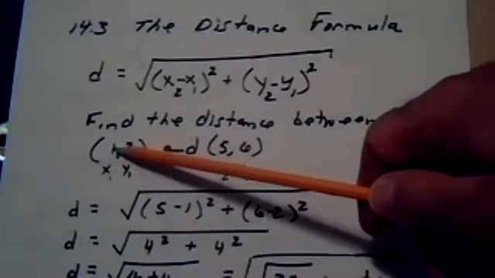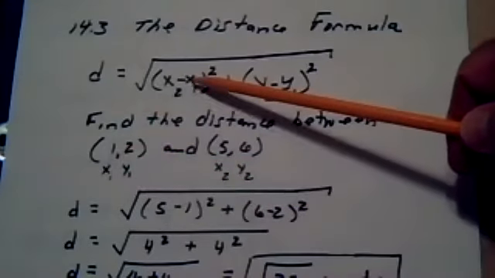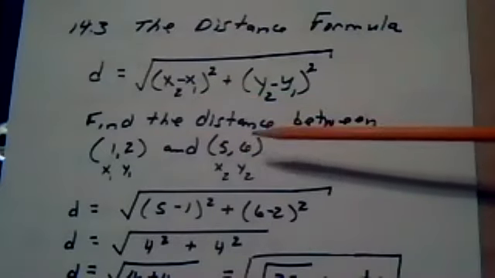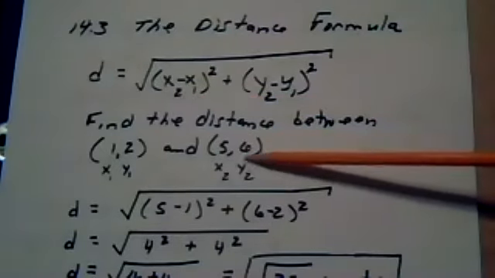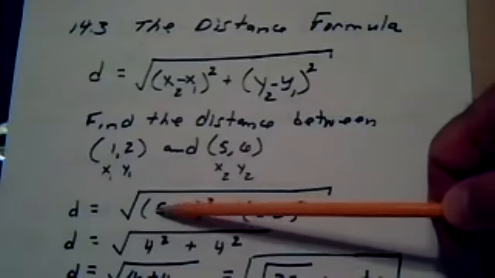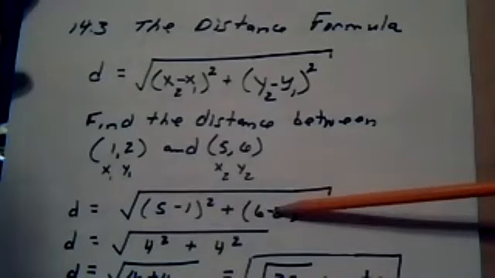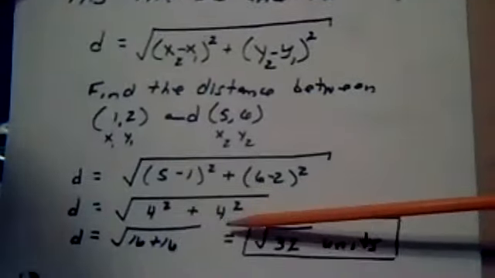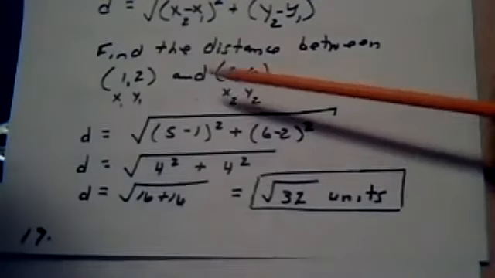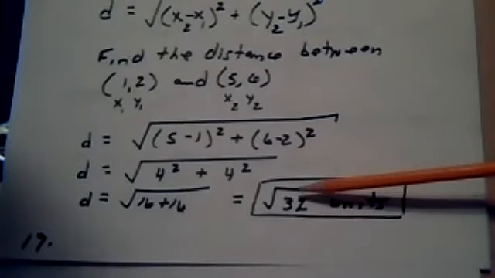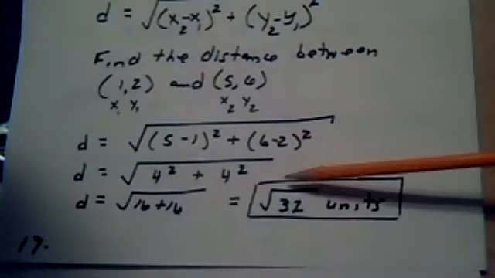So the 1 is going to go where the x1 is in the formula, and all the other ones the same way. For example, look at this. The y sub 2 is going to be the 6. So it's right here. So you replace them, you do your substitution, simplify, and we have a distance between these 2 points of square root of 32 units. You always take the positive square roots as you're working with length.